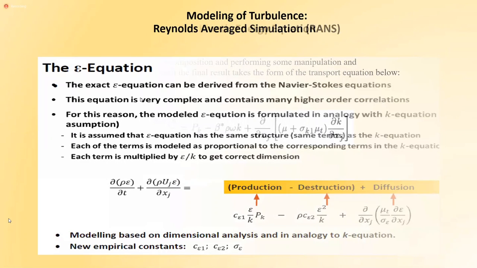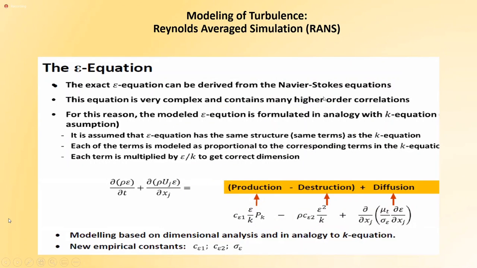Okay, how do we get the epsilon equation? Usually, we can get the epsilon equation by deriving it from the Navier-Stokes equation, although it's very complex. So what we do actually is simply use an analogy to the kinetic energy equation. We multiply each term by epsilon over k and add a specific empirical constant, because we don't know what the ratio really is. And we get another equation, this time for epsilon as the dissipation. So that's the derivation of the k-epsilon model for the same choice.